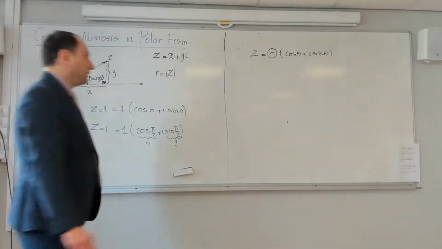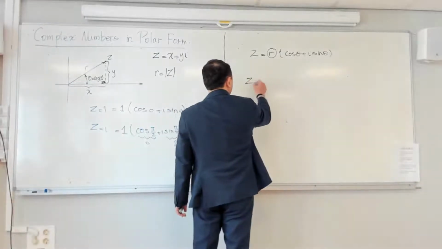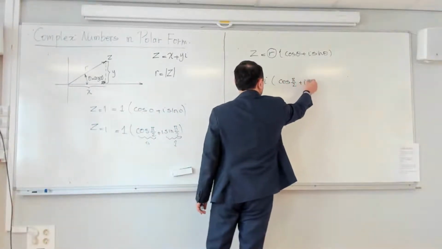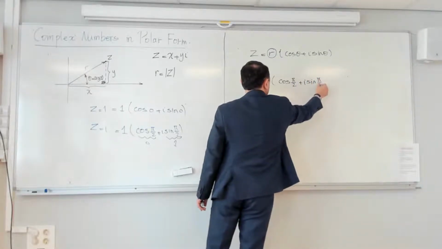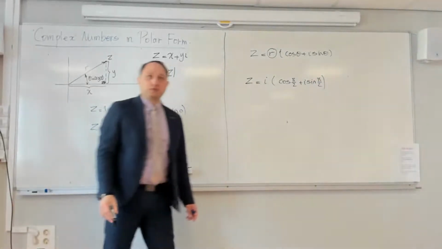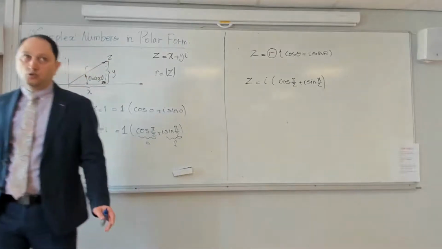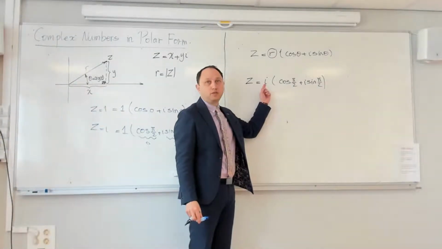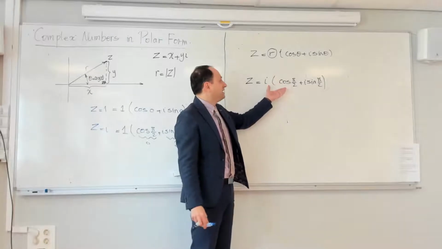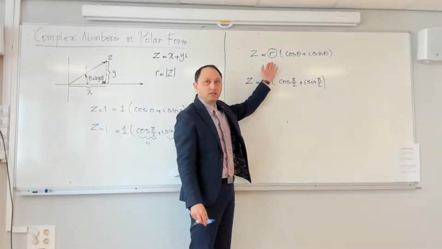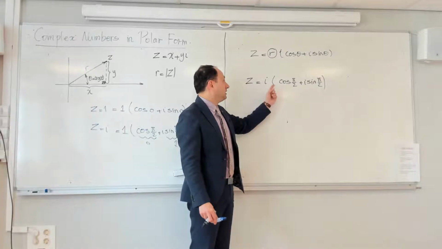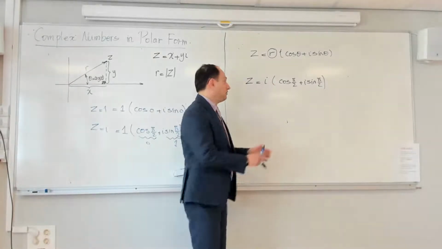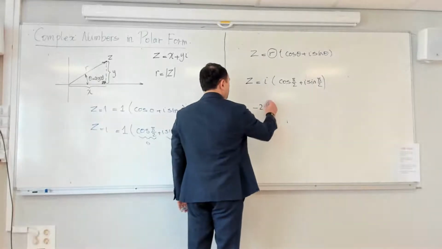For example, can I say this is a polar form? Is this the polar form of a complex number? No. Why? Because the number sitting in front of the brackets is a complex number. So even though it has the right structure, you cannot call it a polar form because this number is complex.